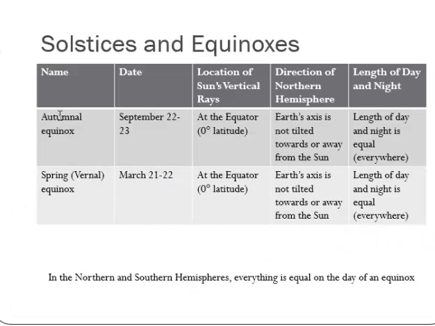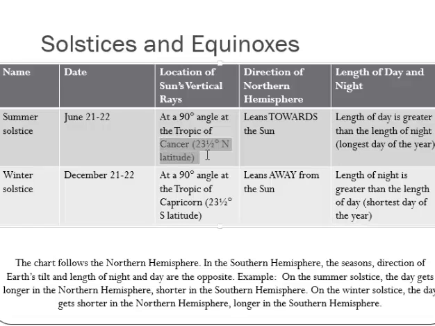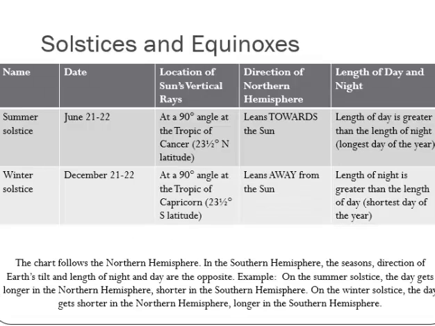Let's start with the solstices. The solstices are in June and December. The location of the sun's vertical rays, remember, because of the tilt of the Earth being 23.5 degrees, on the summer solstice in the north is 23.5 degrees north, which is also sometimes known as the Tropic of Cancer. And in December, namely the summer solstice for the south and the winter solstice for the north, the Earth is tilted away from the sun, and therefore the direct angle is 23.5 degrees south latitude, which is the Tropic of Capricorn.